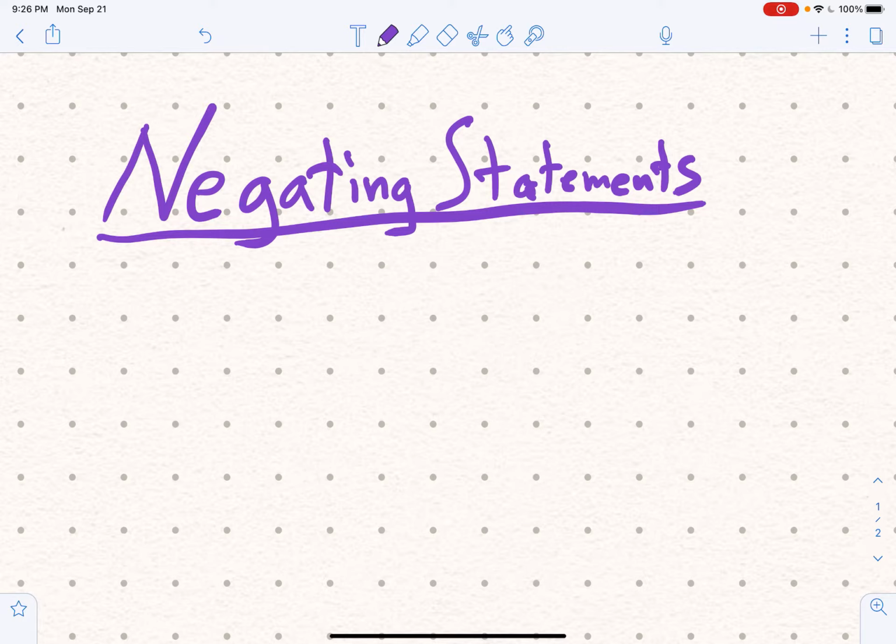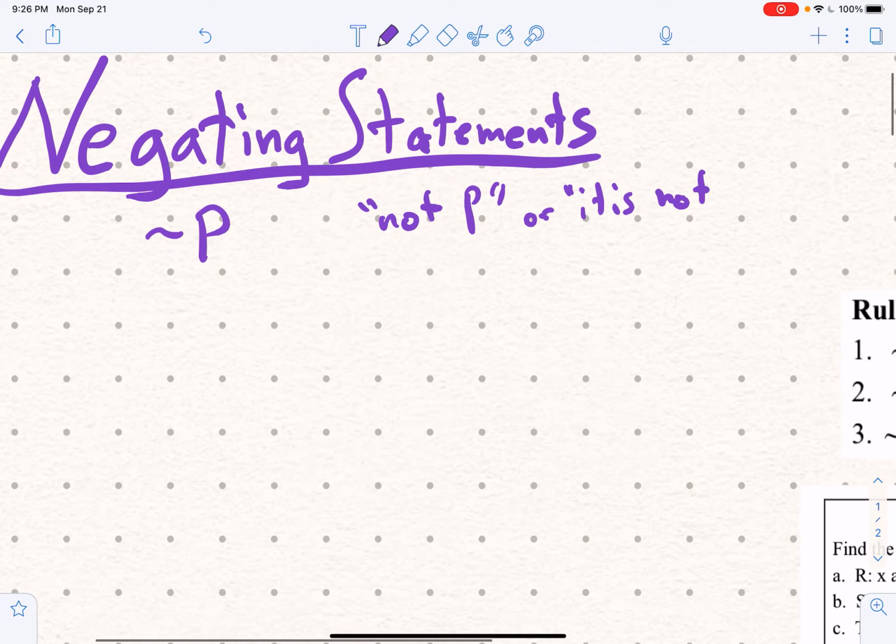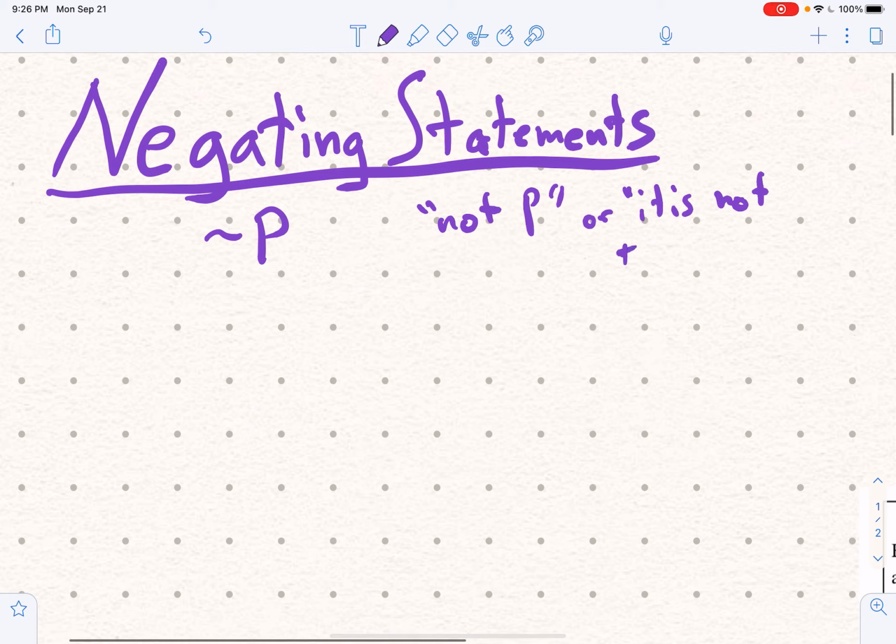Now, negating a statement by itself is easy. If you have any kind of statement, I'll just write P, but it could be any logical statement, no matter how complicated, combinations of things, whatever. You can negate it by just putting a negation sign in the front. And that means not P, or it is not the case that P.